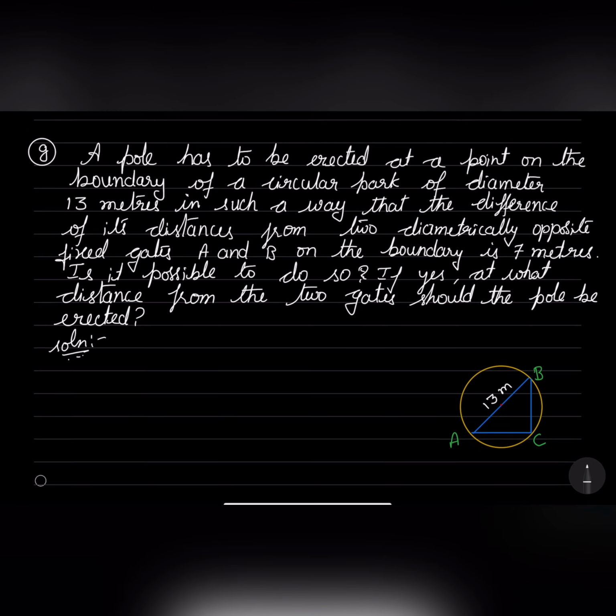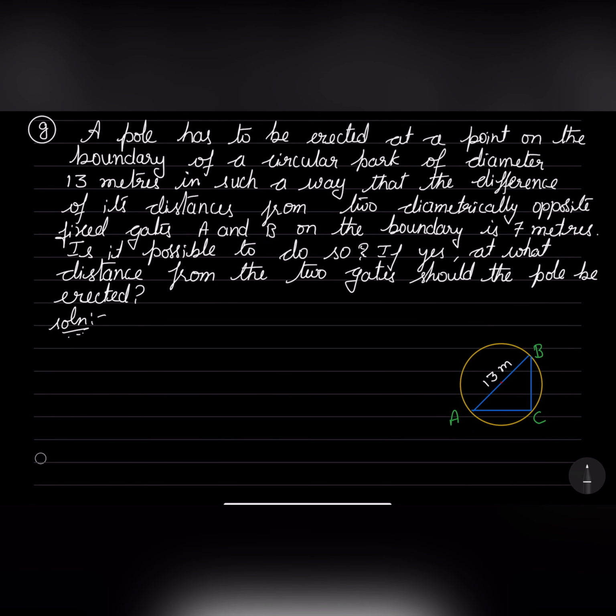The last kind of the numerical from type 3. A pole has to be erected at a point on the boundary of a circular park of diameter 13 meters in such a way that the difference of its distances from two diametrically opposite fixed gates A and B on the boundary is 7 meters. Is it possible to do so? If yes, at what distance from the two gates should the pole be erected? So, this is the question given for us.